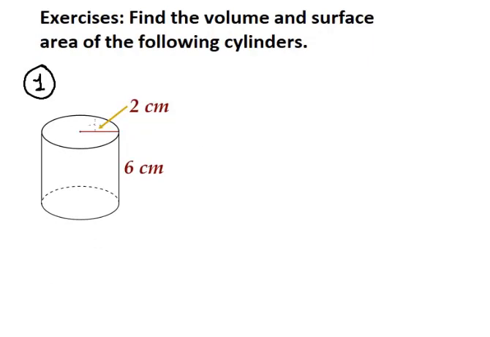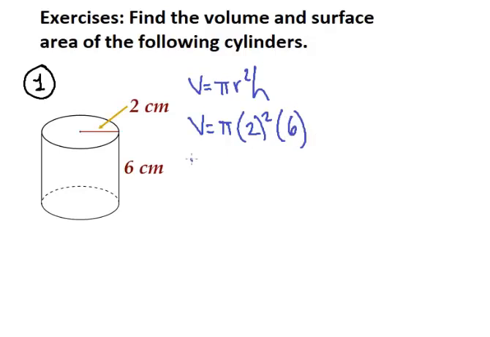So let's see this one. Well, the radius will be 2 centimeters and the height will be 6 centimeters. So that's it. Let's find volume and surface. Well, the formula for volume is pi r square h. So volume will be equal to pi, instead of r I'm going to use 2 square h. Well, instead of h I'm going to use 6, right, because I know h.